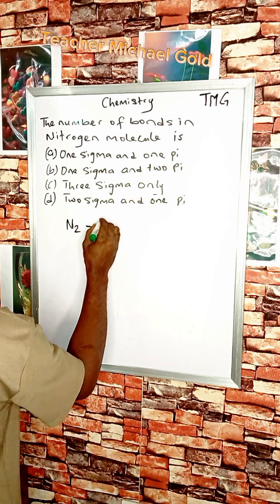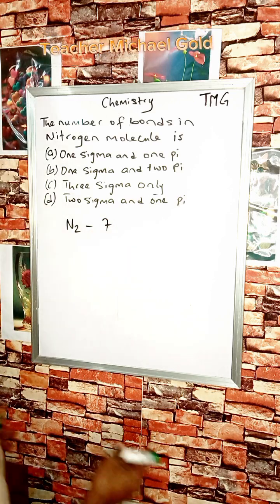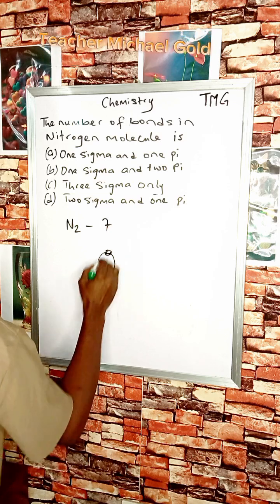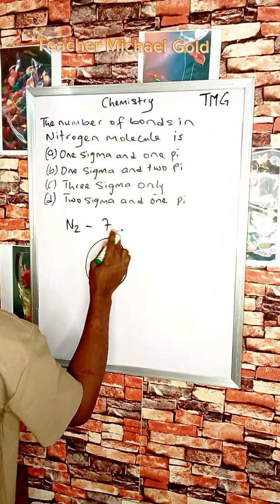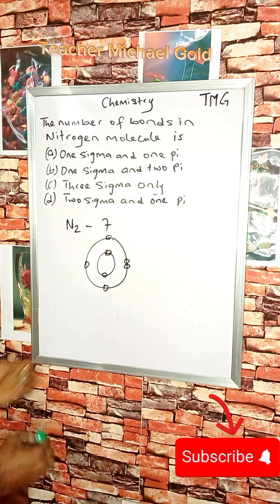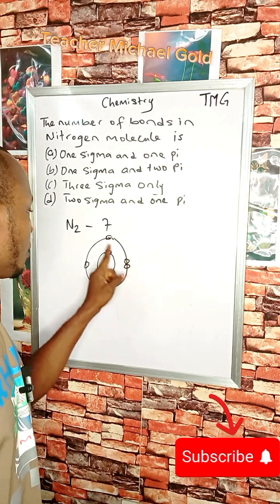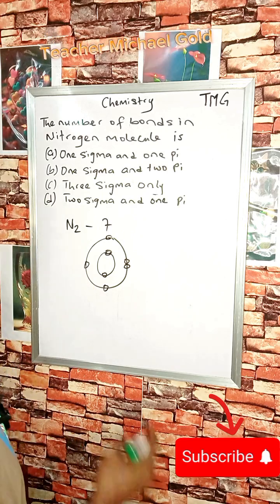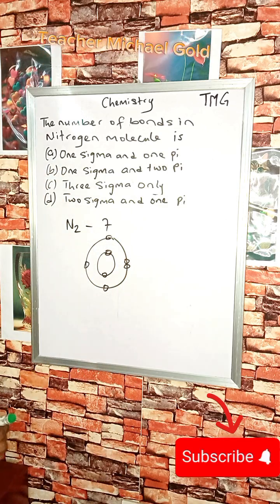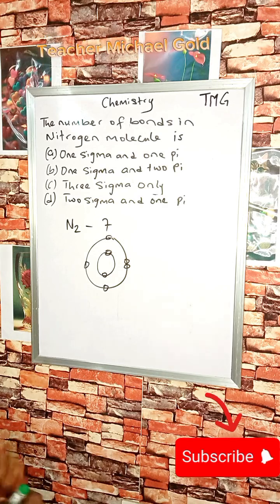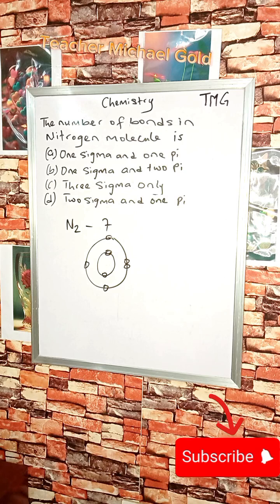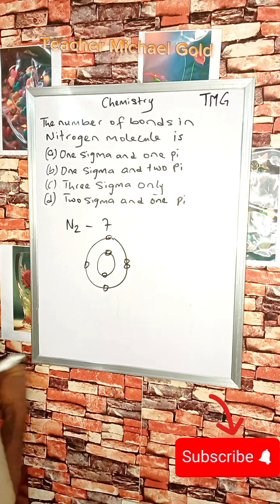Atomic number of 7. So on the shells of nitrogen, the first shell has 2 electrons, which is the 1s orbital. Then the other shell has 5 electrons, so there is a pair and other single electrons on the orbitals. This makes up the 7 atomic number of nitrogen. So how does this go into bonding to form this particular diatomic molecule, which is nitrogen, N2?